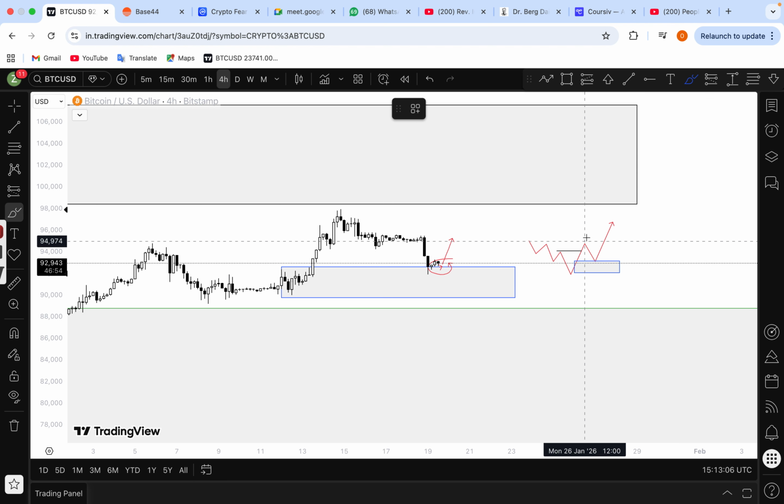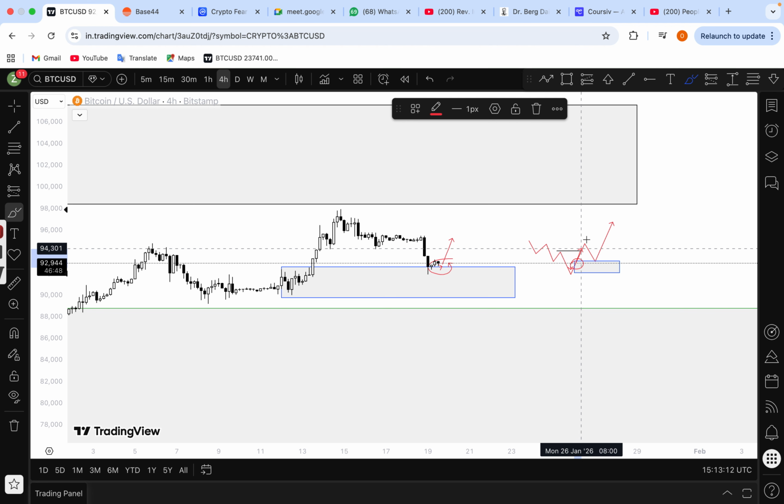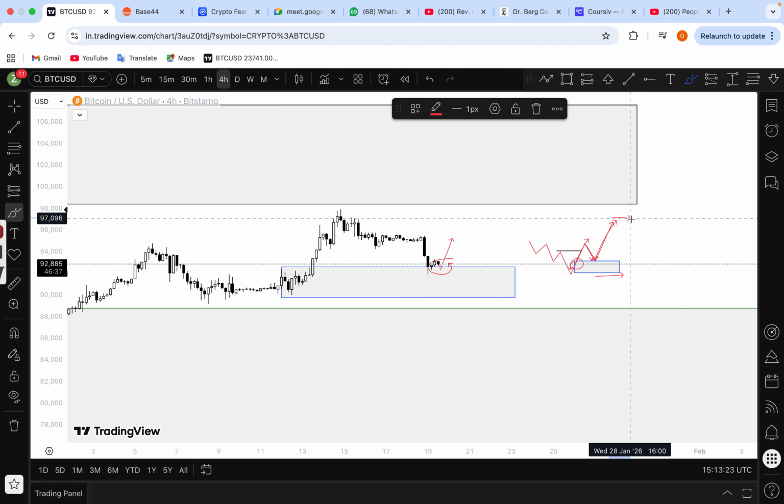Then we had this market structure break. Then price pulled back into the demand. Maybe there was a demand here that led to that market structure break. Price pulled back there. And this is where you're going to take your what? Buy. This is the trigger to go long. And then you put your stop loss below. Okay? And then your take profits are ahead.